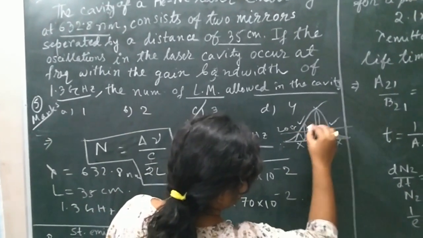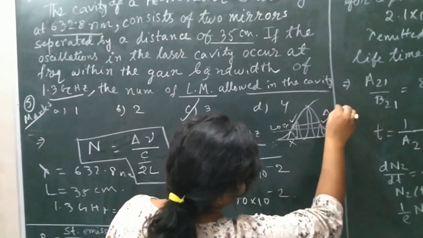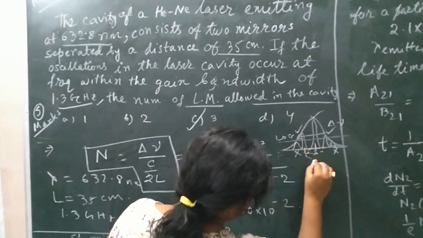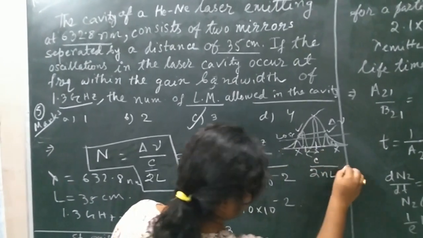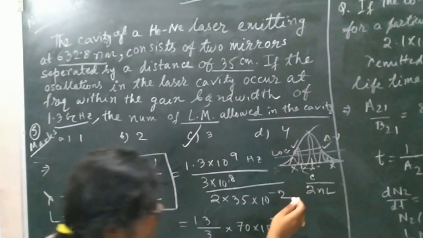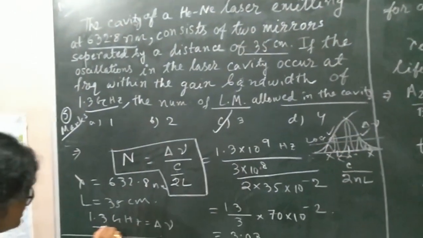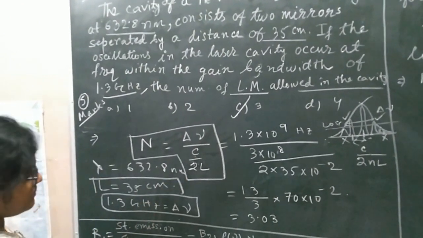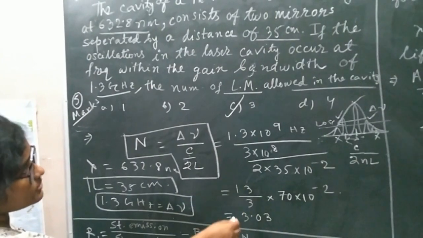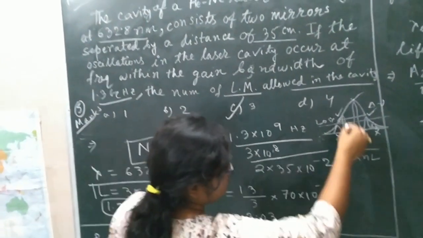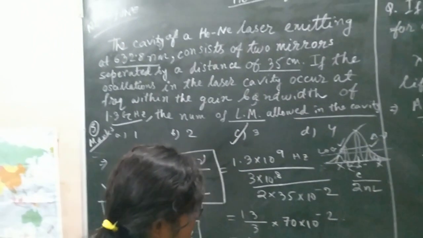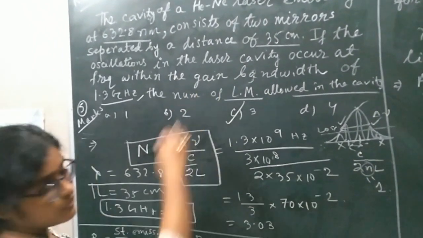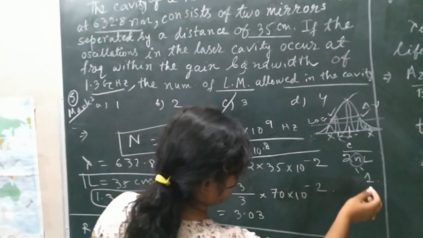So you have this bandwidth, delta nu, given, and we all know the separation between two modes is C by twice NL. Now, if the gain bandwidth is 1.3 GHz and the separation between the mirrors is 35 centimeter, how many modes are allowed in this cavity? Here N is the refractive index; there is no data for the refractive index of the material, so we can take it as 1.